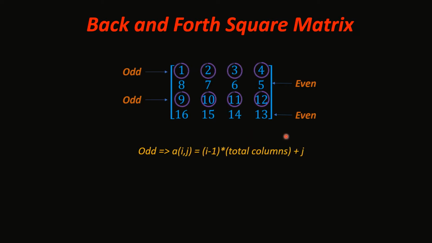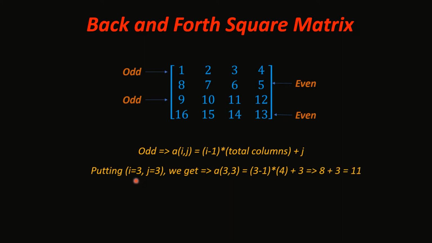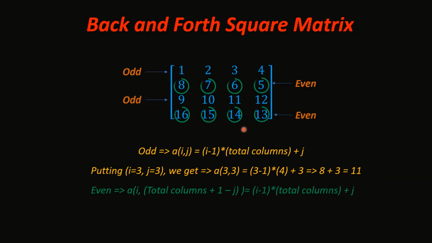So the pattern for odd rows is given by this. Simply, if you put any i and j corresponding to the odd rows, it will give you all the elements. For example, I am putting 3, 3, which is basically this element. So if I put 3, 3 here, then it gives (3 minus 1) into 4 plus 3, which is 11. And it is right for any number of rows and columns in a square matrix. You can check.